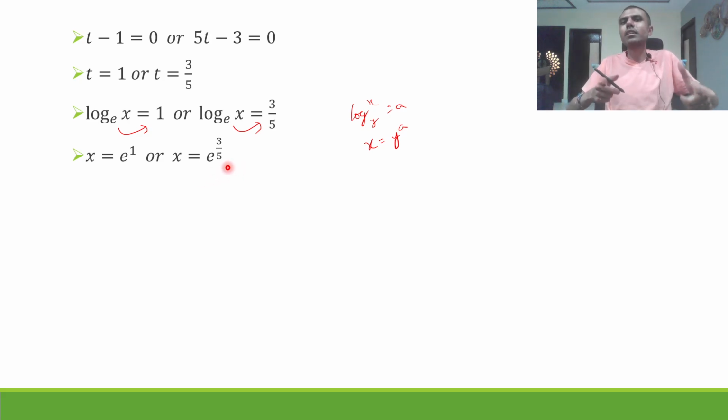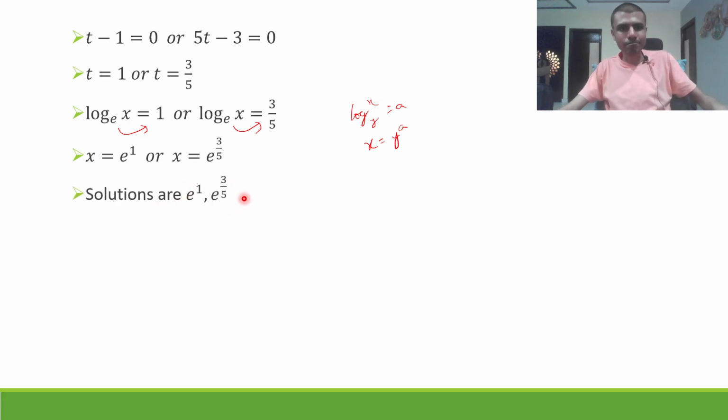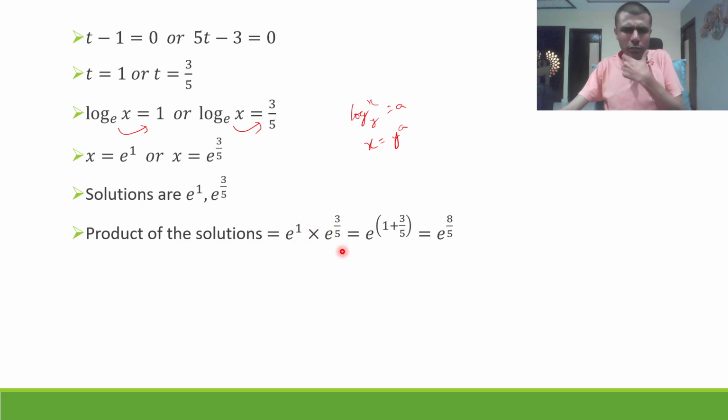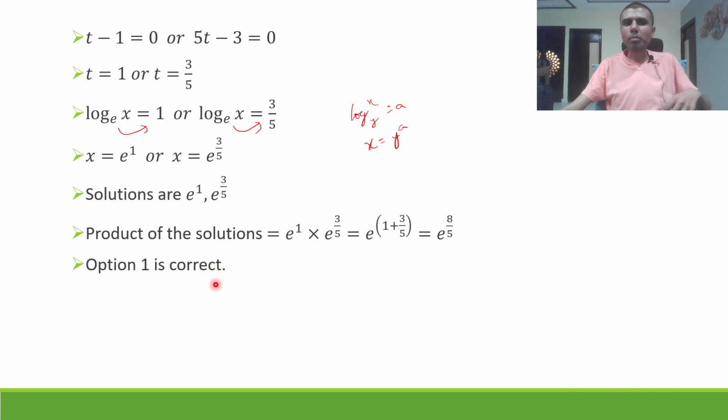What did they ask in the question? They asked us to find the product of the solutions. There are two solutions, e power 1 and e power 3 by 5. So just multiply them. e power 1 into e power 3 by 5: a power m into a power n is a power m plus n. So this value is e power 1 plus 3 by 5, which is e power 8 by 5. So option 1 is correct, and bingo.